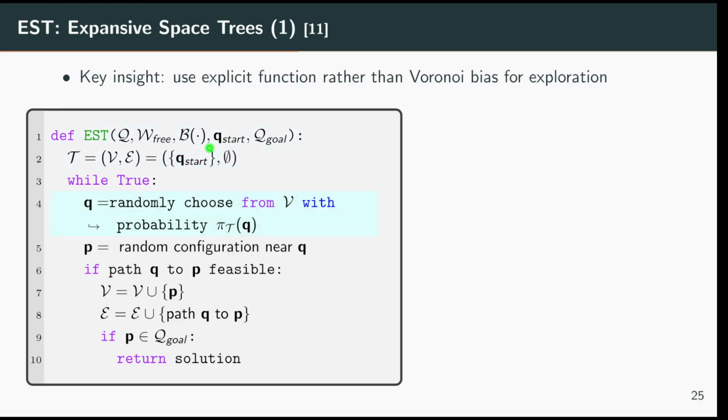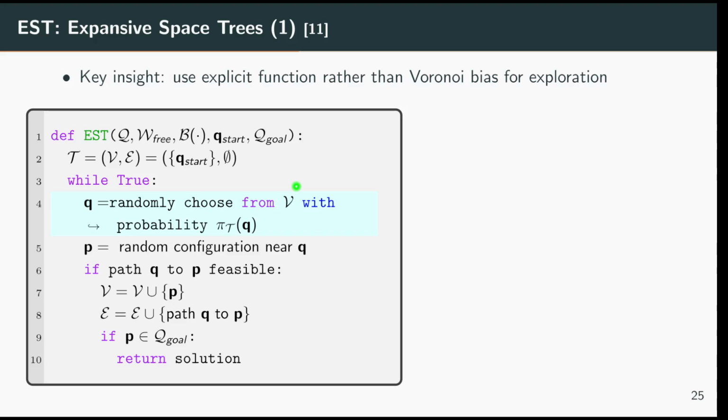The main difference is actually in the first step. In RRT, we sample a random point in our configuration space, and then we use this Voronoi bias to find the closest node in the tree. In EST, instead, we have some sort of probability distribution associated with all of the vertices in our tree, and we just randomly pick based on that distribution.